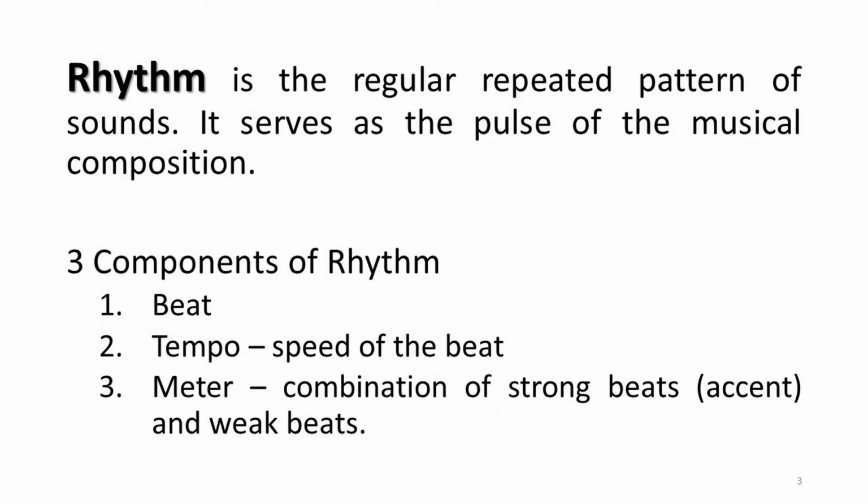Tempo is the speed of the beat. Every music has its own speed, which depends on the mood of the whole music. Most happy tunes are fast, while sad music is relatively slow. The meter, which is composed of the time signature, is the combination of strong beats, accents, and weak beats.